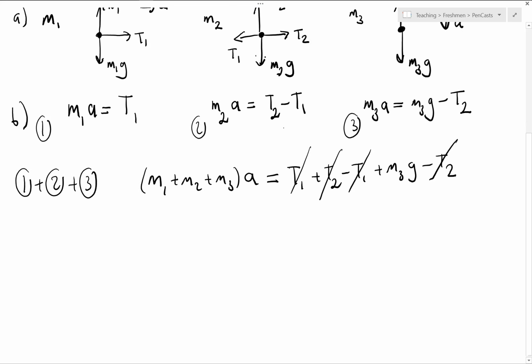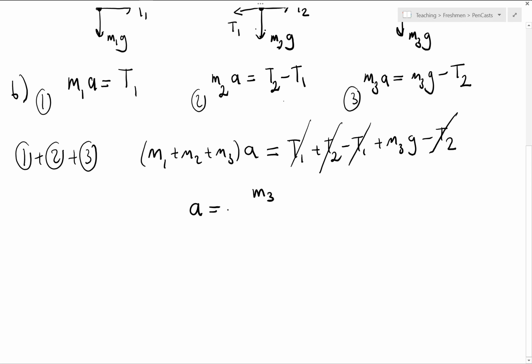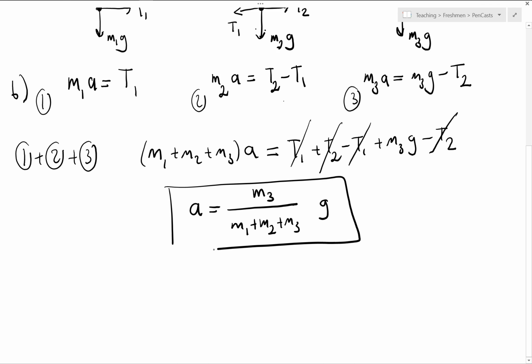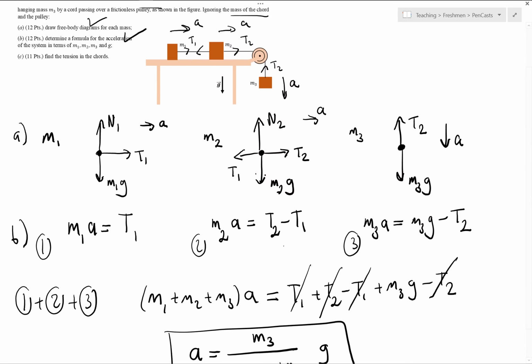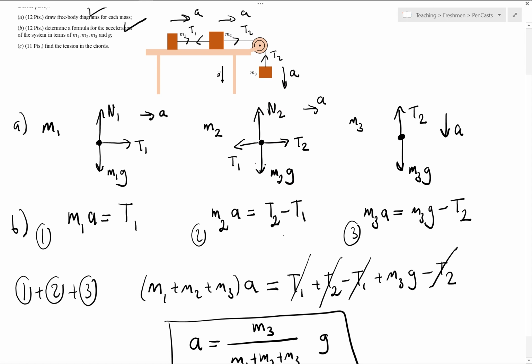So I find the acceleration to be M3 divided by M1 plus M2 plus M3, times G. And mass cancels with mass. A and G have the same units, meters per second squared, so that looks like a correct formula.